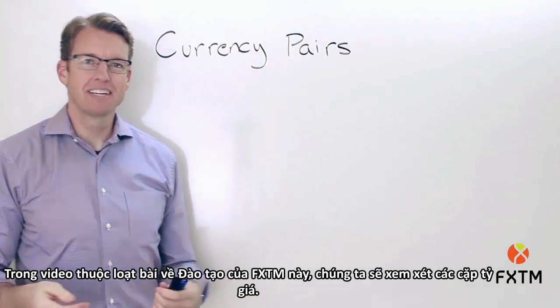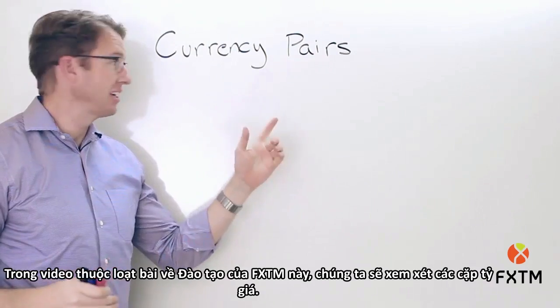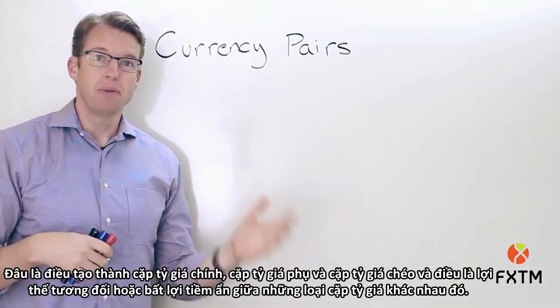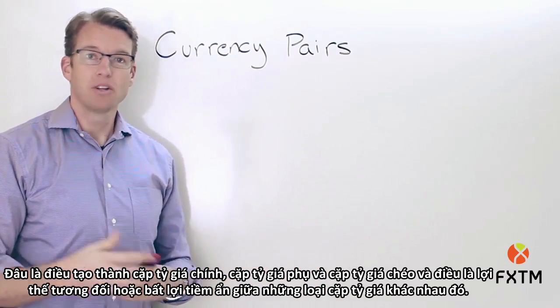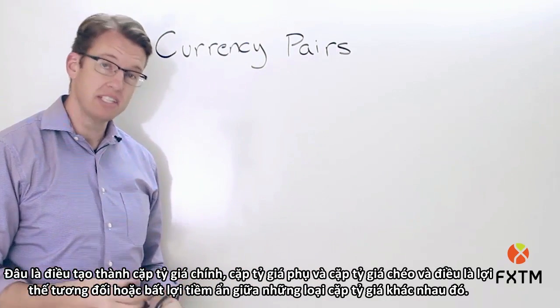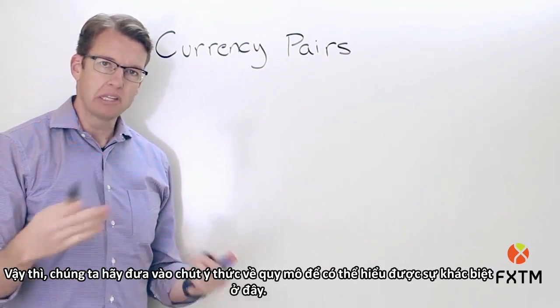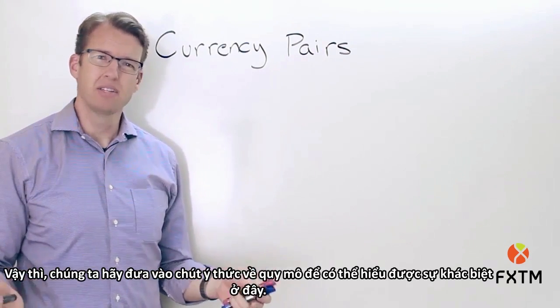In this episode in the FXDM educational series, we're going to be taking a look at currency pairs. What constitutes a major versus a minor or a cross pair, and what are the relative advantages or potential disadvantages between those different kinds of currency pairs. So let's put a little bit of a sense of scale so we understand the difference here.